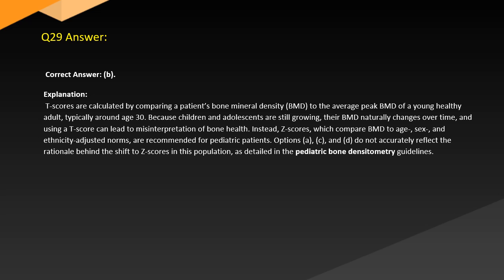Answer. Correct answer: B. Explanation. T-scores are calculated by comparing a patient's bone mineral density, BMD, to the average BMD of a young healthy adult, typically around age 30. Because children and adolescents are still growing, their BMD naturally changes over time, and using T-scores can lead to misinterpretation of bone health.